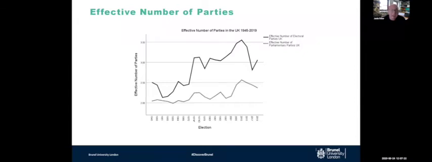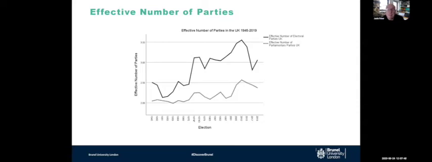And as you can see in this graph here, which looks at the effective number of electoral parties, that's based on vote share, and the effective number of parliamentary parties based on seat share, we do see a change in British politics away from a pure two-party system, but the rate of change differs depending on whether you look at vote share or seat share.